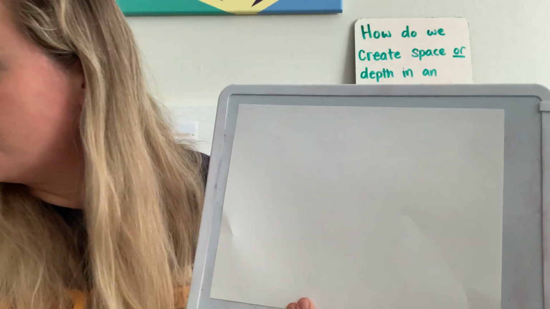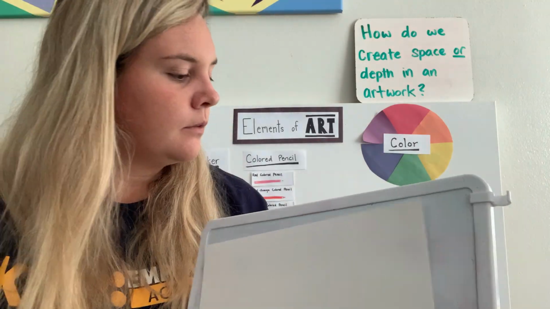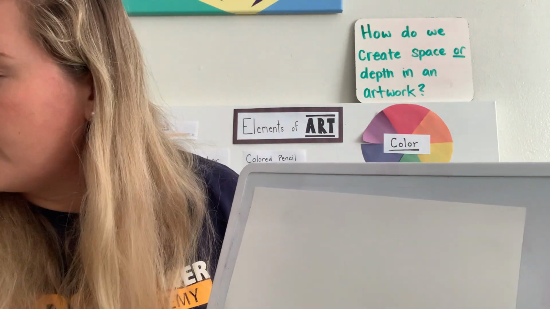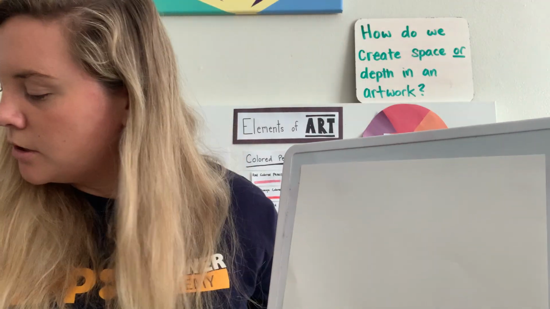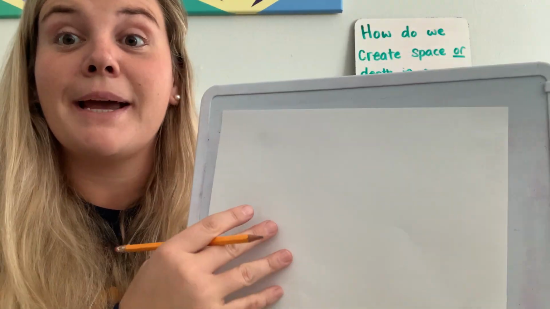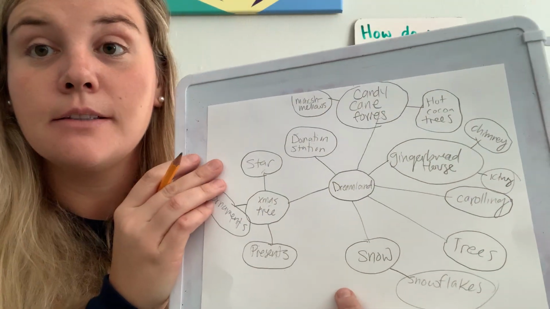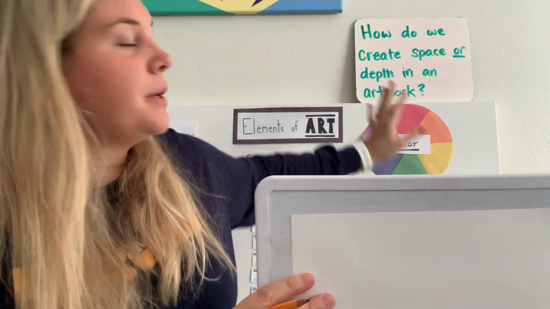So what I want you to do is practice some of those. Where did my piece of paper go with our skills? Where did it go? So our 4 techniques that we learned, we are going to practice those by adding all of the things that we put on our Dreamland brainstorm web. So this is where we're really going to practice how do we create space or depth in an artwork.